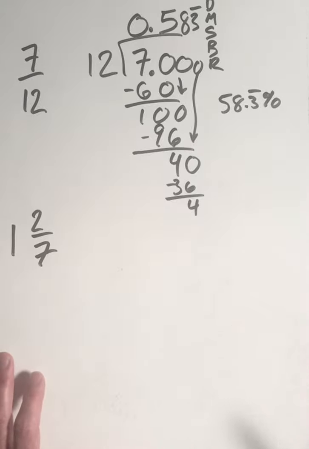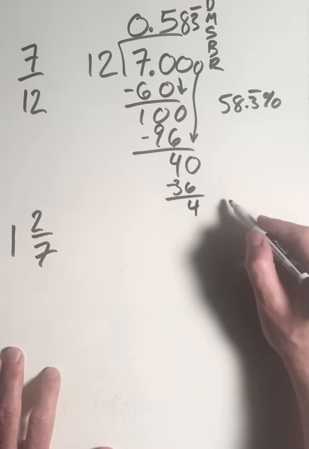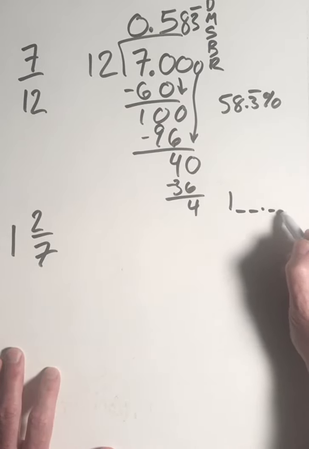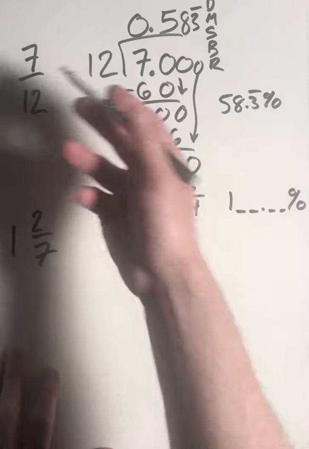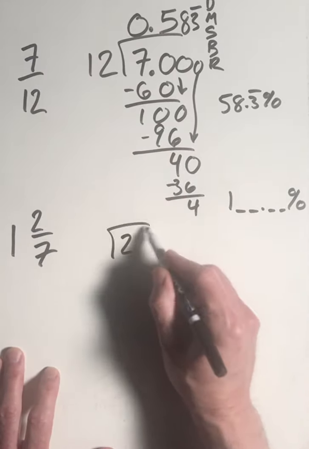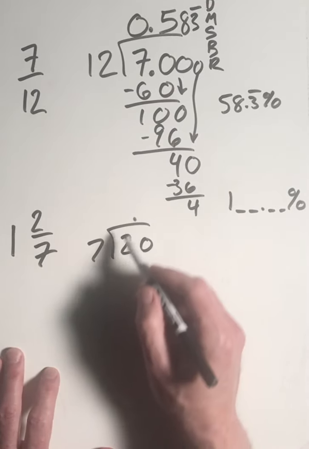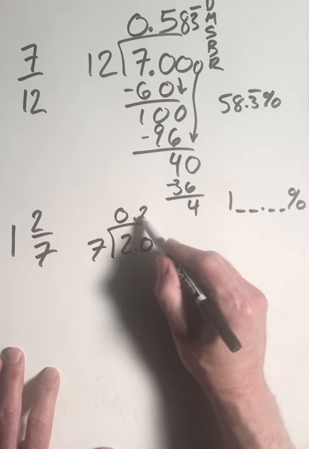Now when we look at 1 and 2/7, we know that it's already greater than 1, so in terms of the percentage, we're going to have 100 something percent. And now we just have to figure out what 2/7 is, and we'll go through the same logic. We'll take 2 divided by 7. All right, 2 and 7, no times. 7 goes into 20 twice, that's 14.